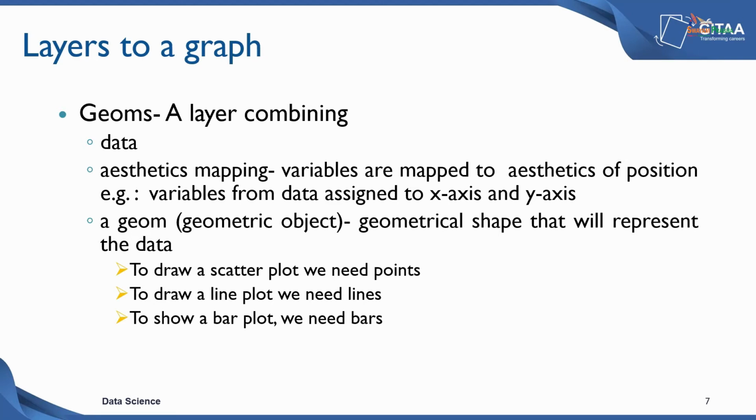The third component under geoms is also called a geom, which actually means a geometric object. Now, a geometric object is basically a geometrical shape that will represent the data. For instance, if you take a scatter plot, we would represent each data point with a point, correct? And if you have a line plot, then we represent the data using lines. Similarly, if you have a bar plot, we represent the categories using a bar. So this is what it means by a geometrical shape. So depending on the type of plot that you are producing, the geometrical shape will also change.